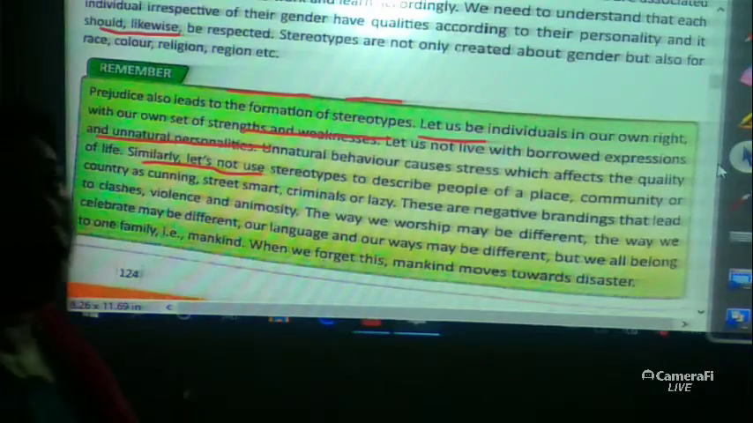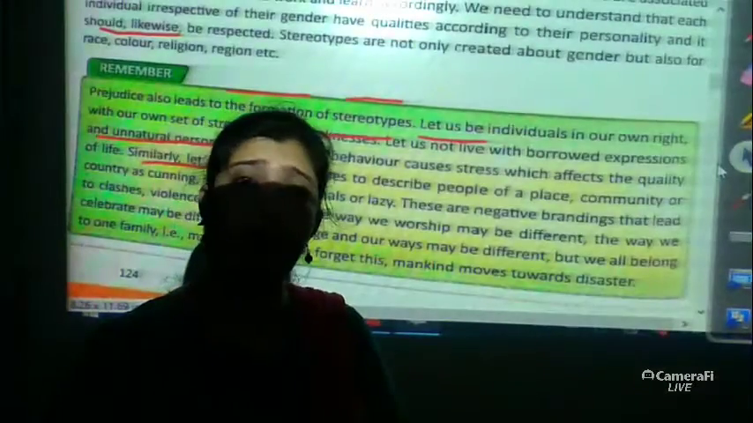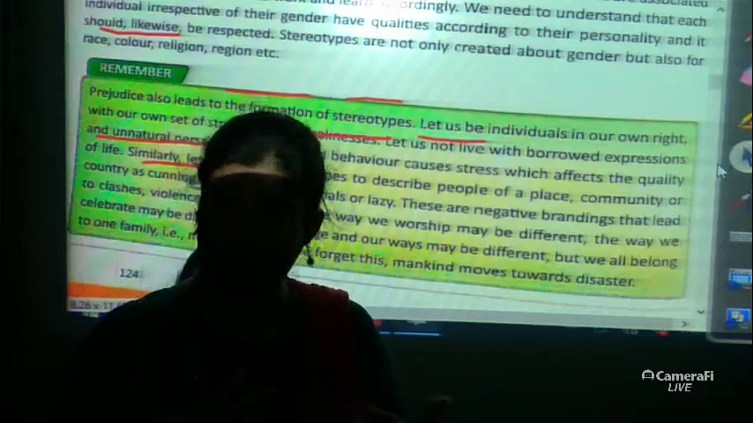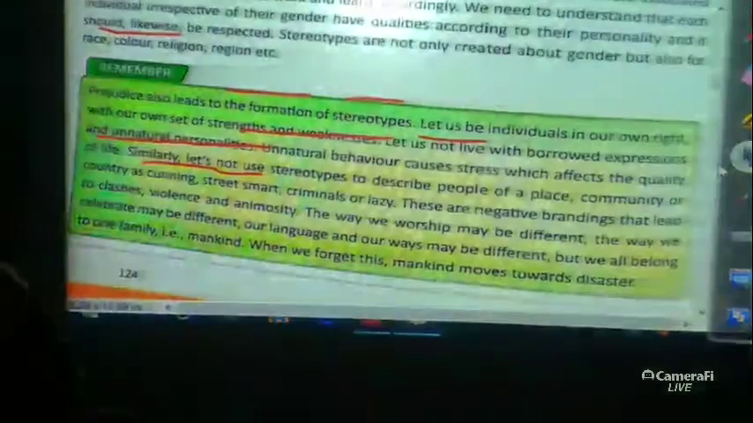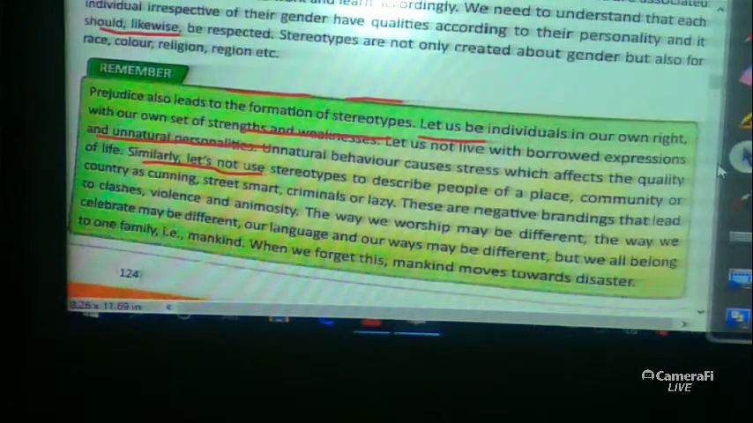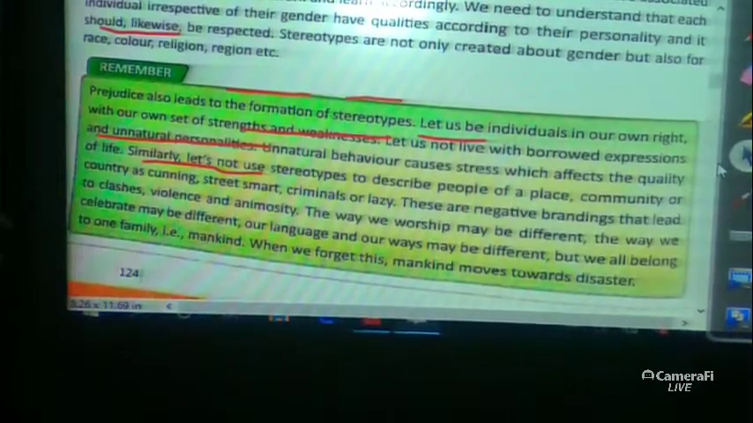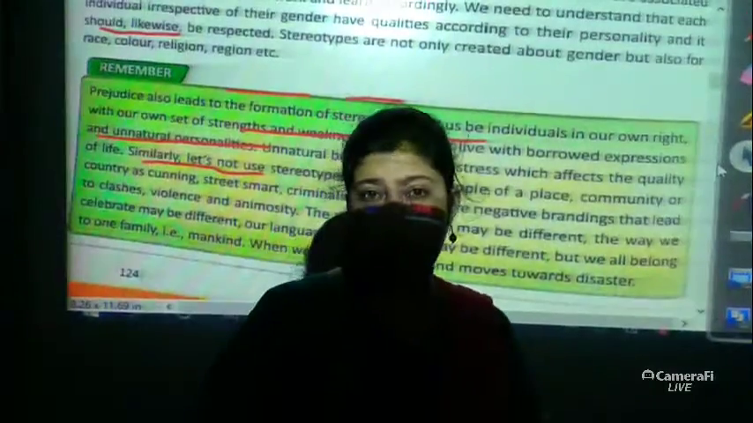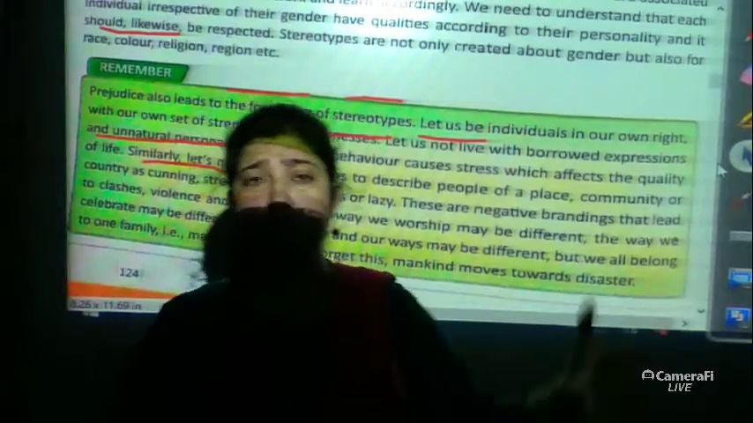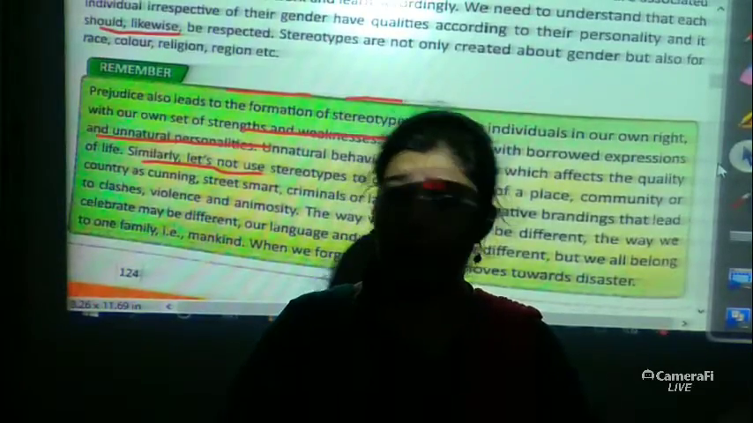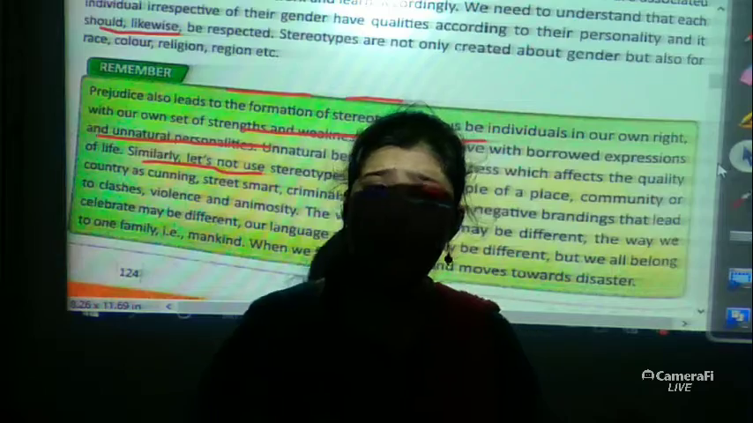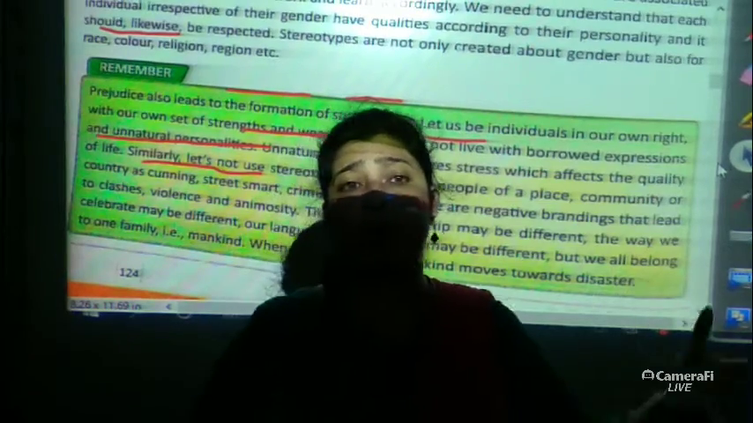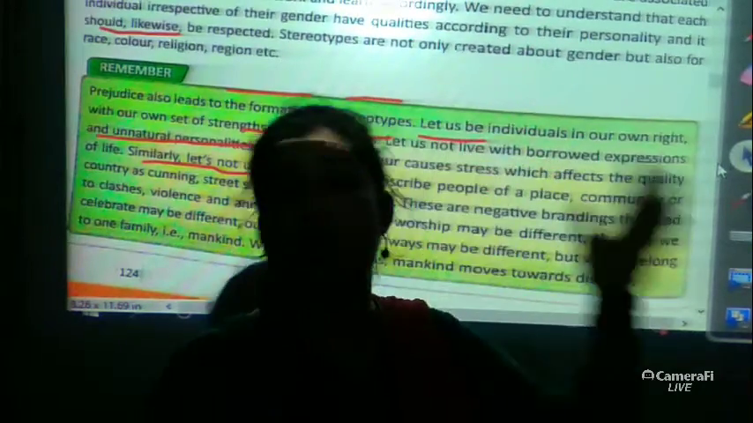We are individual persons, so we have our own right, our own quality, with our own set of strengths and weaknesses. Let us not live with borrowed expression and unnatural personality. Whatever personality we have, we cannot borrow from any other person. Whatever I am, I cannot borrow anybody's personality or quality.